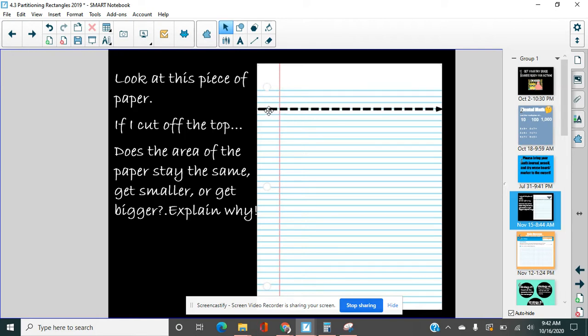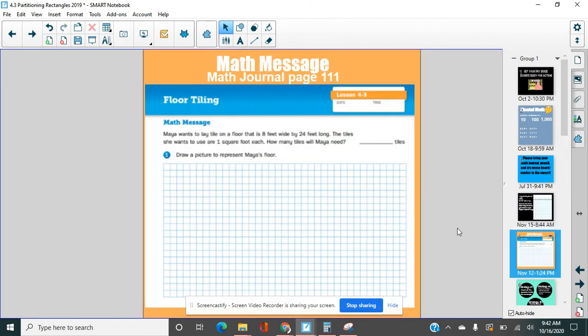If I just made a cut right here, as long as I kept both parts, the area would remain the same. This part and this part, if I added them together, equal the whole paper. Why am I talking about cutting off parts and papers? You're going to find out here in a few minutes. So let's look in our math journal. Go ahead and open up to page 111, please.